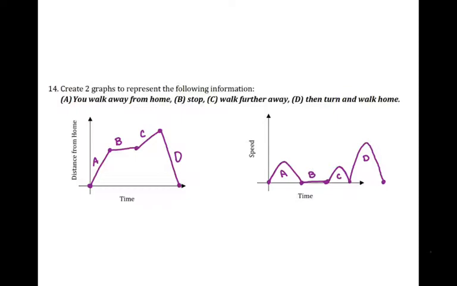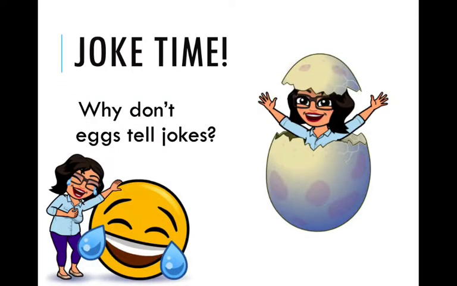And just like after Unit 1, I told a joke, here's another joke. Why don't eggs tell jokes? Because they'd crack each other up. Get it? Because you're telling jokes, and they're funny, and it's cracking you up. And if you're an egg, you're going to crack wide open.